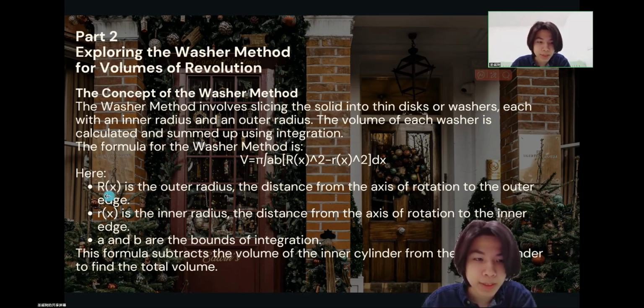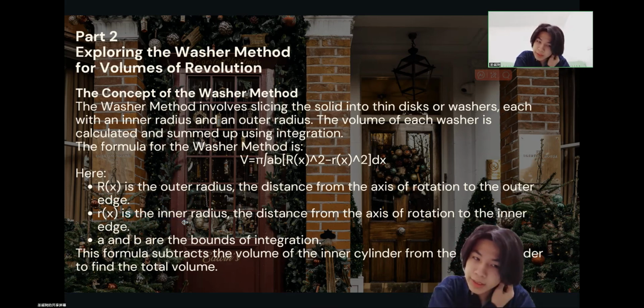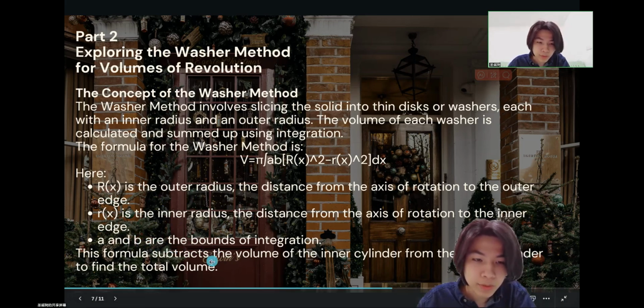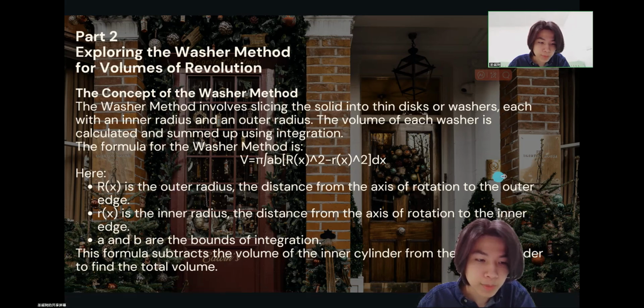And here, the outer radius is the distance from the axis of rotation to the outer edge, and the inner radius is the distance from the axis of rotation to the inner edge. A and B are the bounds of integration. This formula subtracts the volume of the inner part from the volume of the outer part to get the total volume.